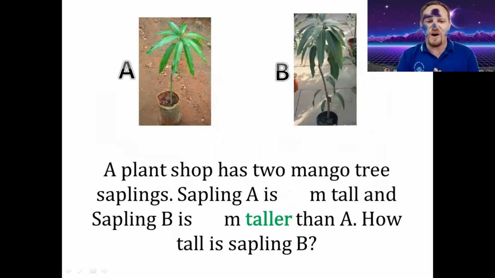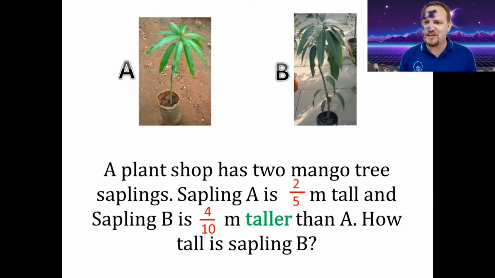Example question 1 says, a plant shop has 2 mango tree saplings. The word saplings means baby tree. Okay. Sapling A is 2 over 5 meters tall, and sapling B is 4 over 10 meters taller than A. How tall is sapling B?